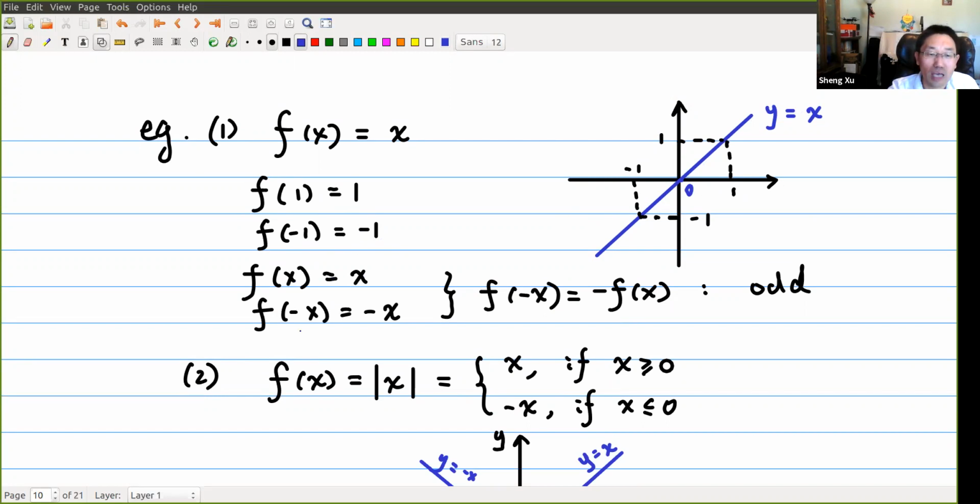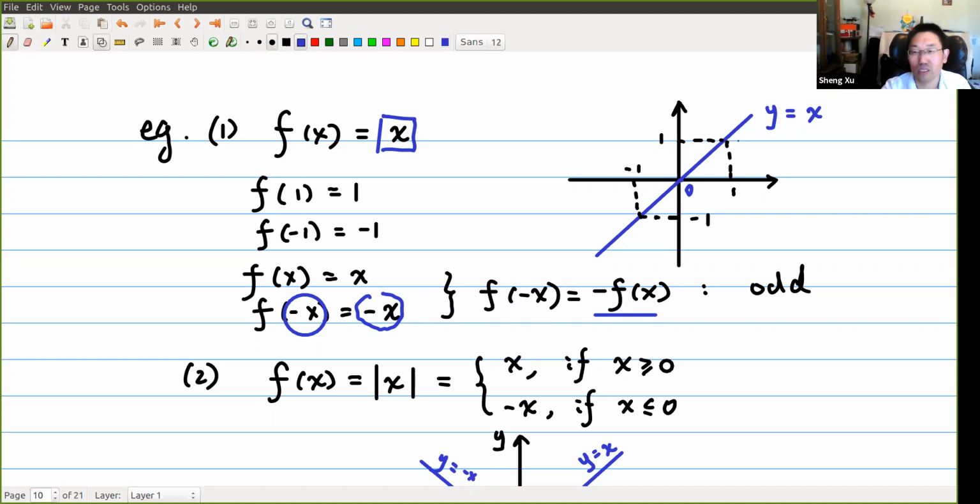So what is f(-x)? Remember, this x is a placeholder, right? So if I want to evaluate at negative x, just replace the x by negative x. This is useful, right? So f(-x) is equal to -x. However, f(x) is x, so f(-x) is equal to -f(x), right? I know it's very confusing here, I hope you can follow. So f(-x) is equal to negative of f(x). Clearly, this function is odd. It's symmetric about the origin.